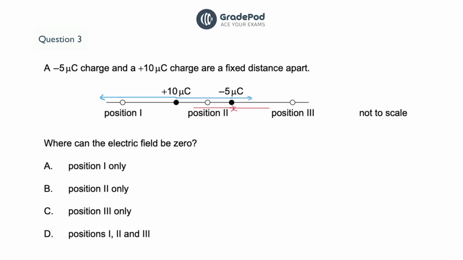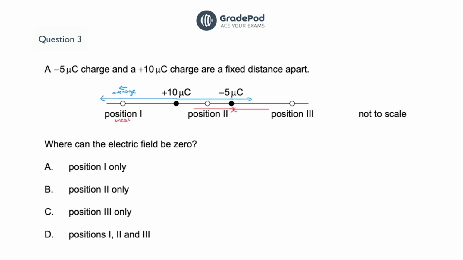If we were to place a positive test charge there, it would feel an average force, let's just use the word average force, in that direction. And it would feel a very, very weak force in that direction, because we're still feeling the effects of this electric field strength. It's just very weak. Let's go to position 2.